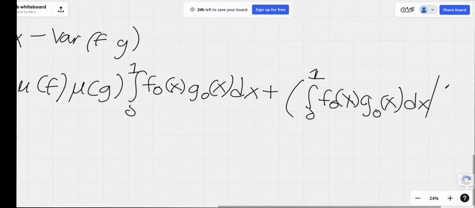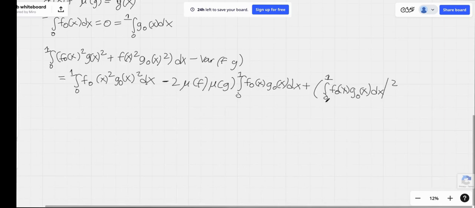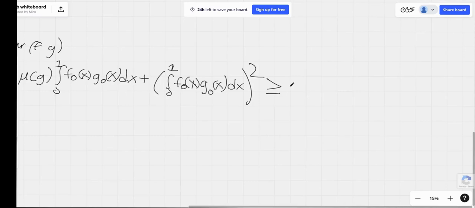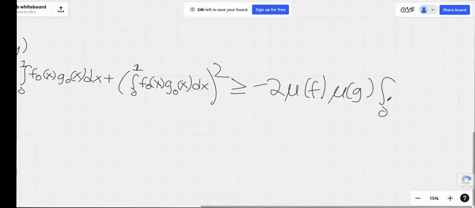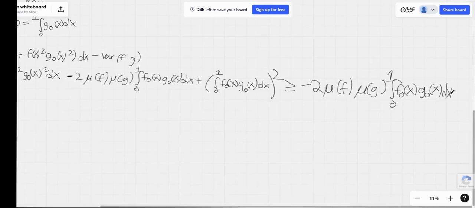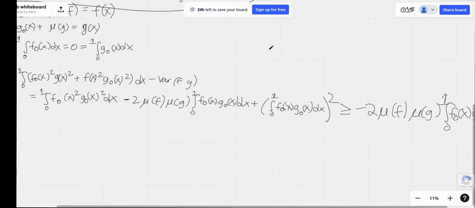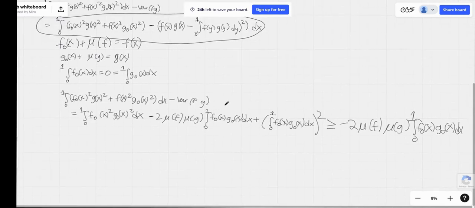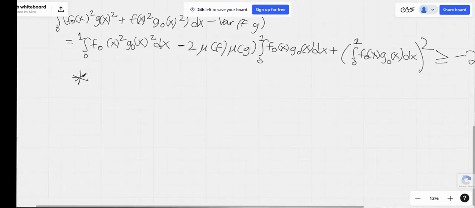dx. And also note that this integral, maybe it's too obvious of an inequality, will be greater than or equal to minus 2 times mu of f mu of g times the integral from 0 to 1 of f naught of x g naught of x dx. Now I've written this inequality, but you should take a moment to pause the video here and convince yourself that this is true. So now let's go back to our star inequality.